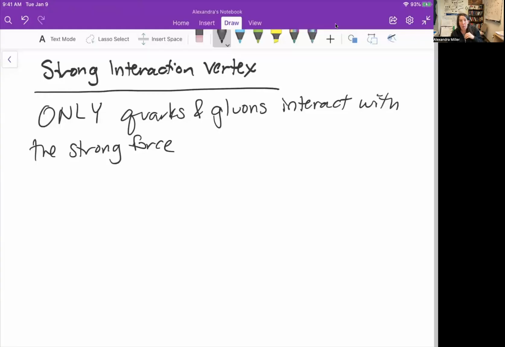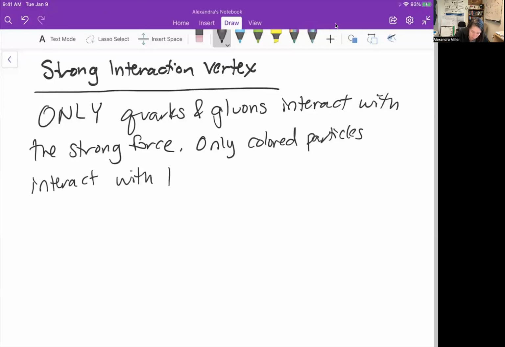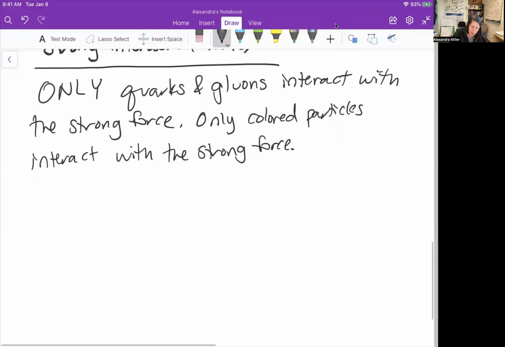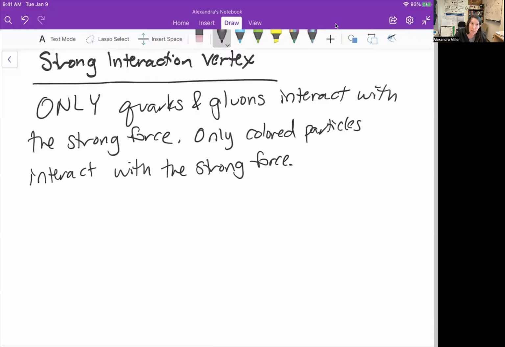Okay, so anyways, another way of phrasing this is only colored particles interact with the strong force. And the only colored particles are quarks. And then it turns out gluons themselves are going to actually have two colors associated with them. So gluons are going to be self-interacting. So we actually have a couple different types of strong interaction vertices. So there are quark interactions.